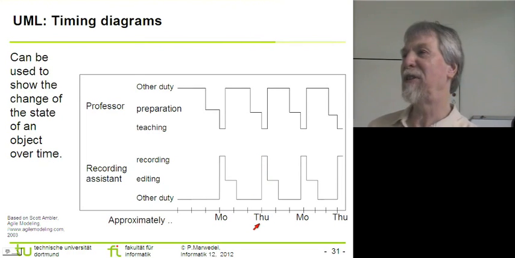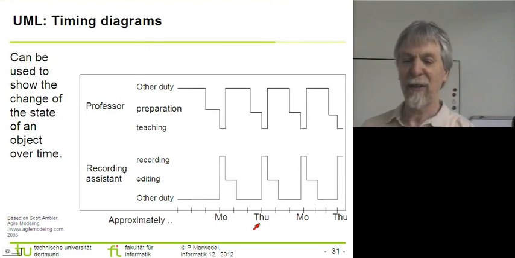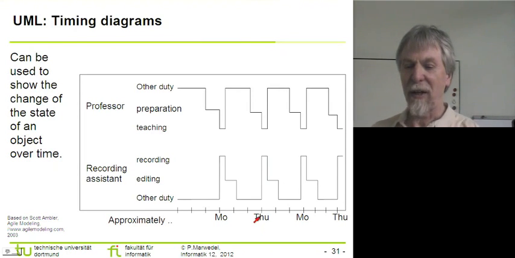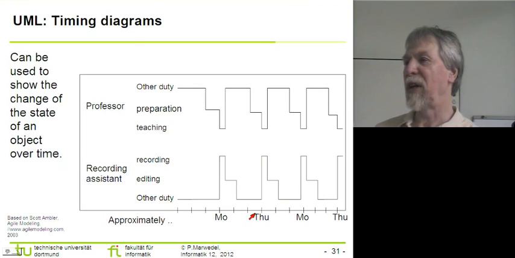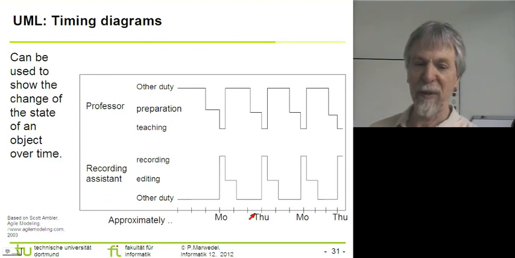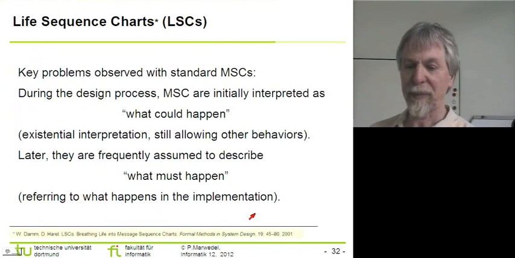So in this way, you see that we can indicate specific actions together with a real time there, and in order to do this in UML, we really need a different diagram type. It's not possible with sequence charts, but timing diagrams are available in UML as well.